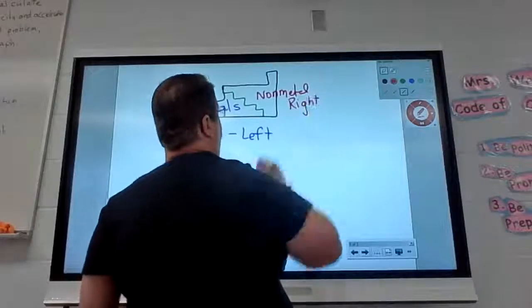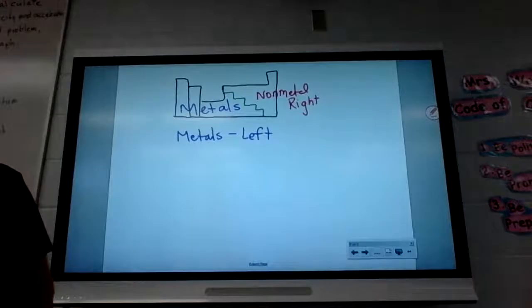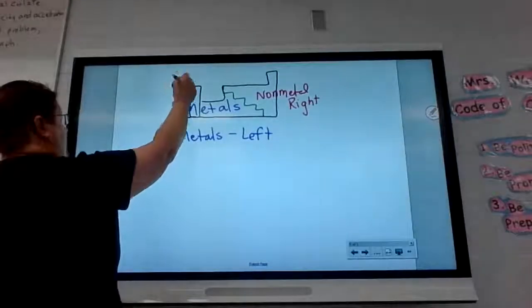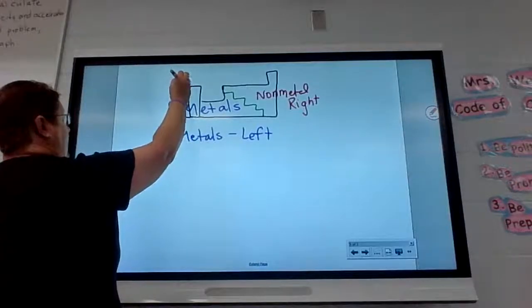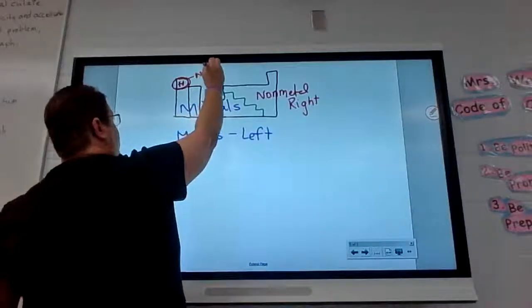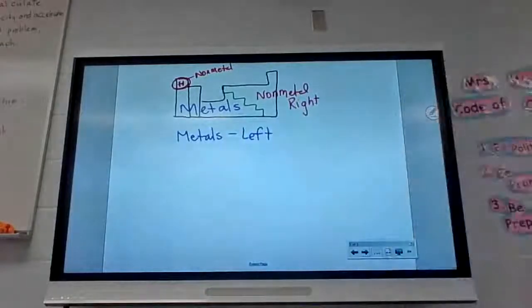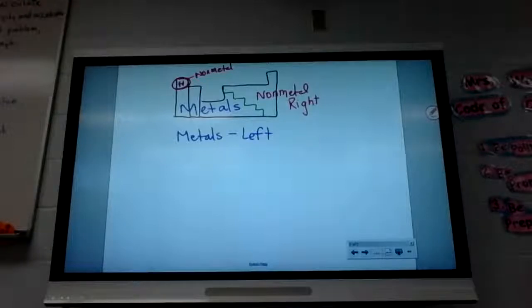Now, there is one exception. Who is the one exception? What's the one at the top? Hydrogen. Okay, hydrogen right here is the one exception. It's a non-metal. That's why I wrote it in red. Okay, hydrogen is a non-metal. It's the one exception. Everything else on the left of the staircase, for our purposes, we will consider a metal. Everything else on the right is a non-metal.